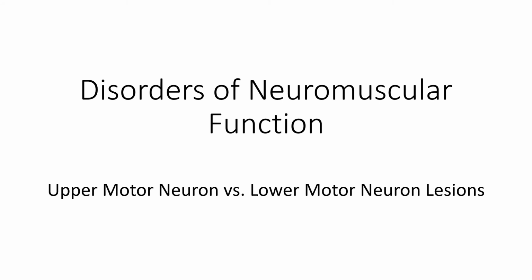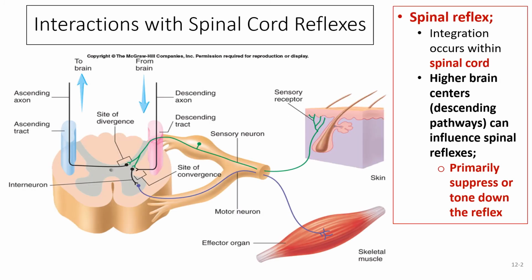In this PowerPoint, we'll be looking at how upper motor neuron lesions differ from lower motor neuron lesions in the presentation of symptoms. In understanding the difference in symptoms between upper motor neuron lesions and lower motor neuron lesions, we'll need to first review spinal cord reflexes and basically the neuroanatomy of these reflexes, how they work.